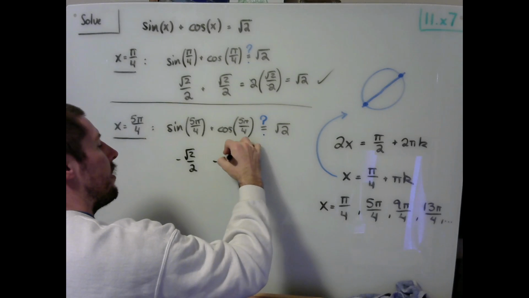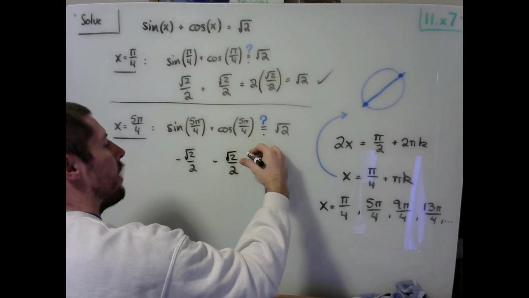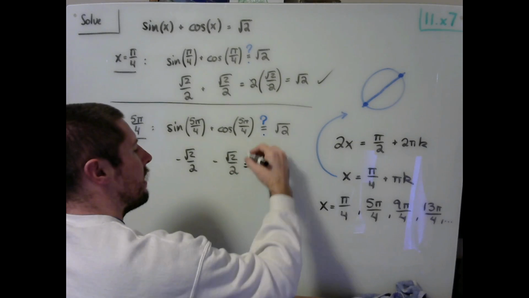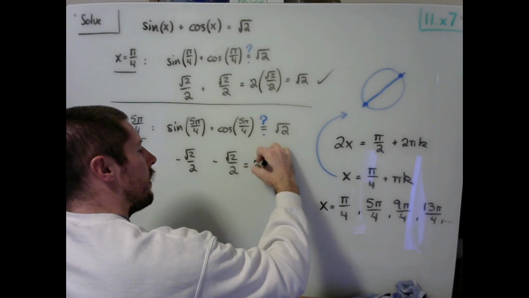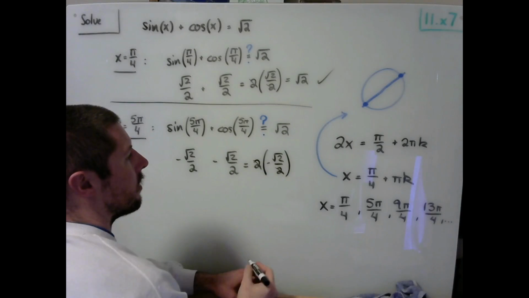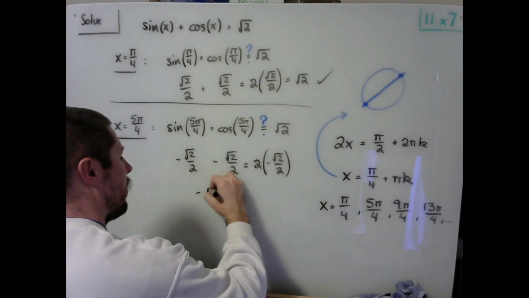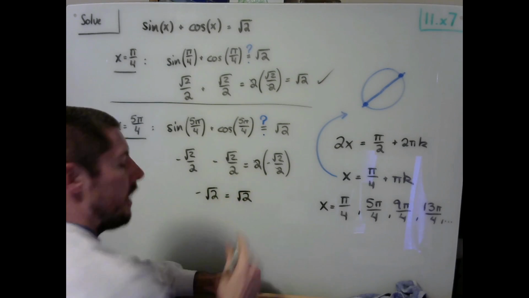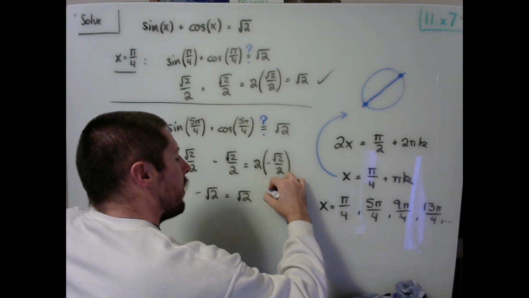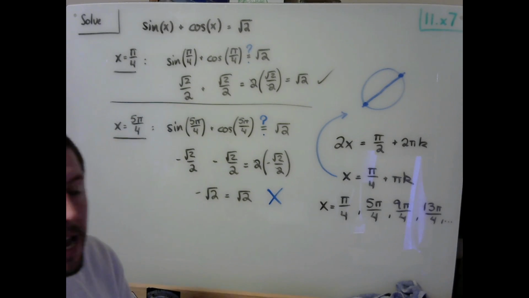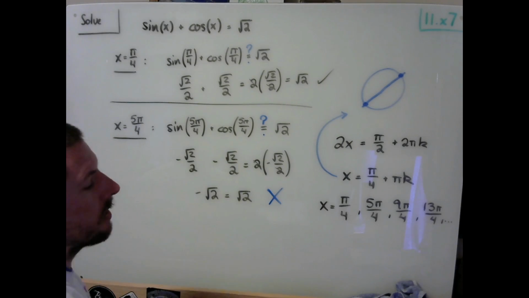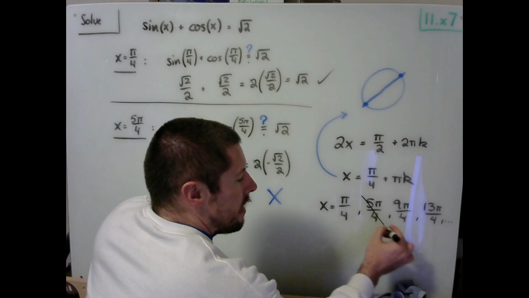I'm going to get another negative root 2 over 2. And we're asking the question, is this equal to root 2? Well, it looks like we've got two groups of negative root 2 over 2. And so when my 2 and 2 cancel, it looks like what we were left with is negative root 2. And therefore, it looks like we actually got this guy wrong. We were hunting for the output of positive root 2, and we got negative root 2 on the left side when we plugged that stuff in. So it doesn't look like 5 pi fourths should actually be one of our solutions here.